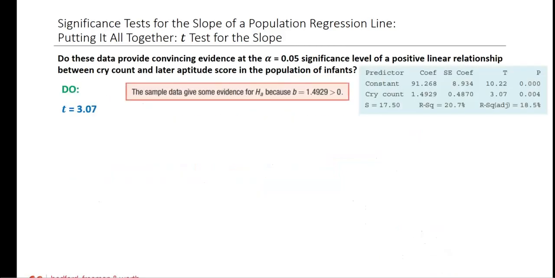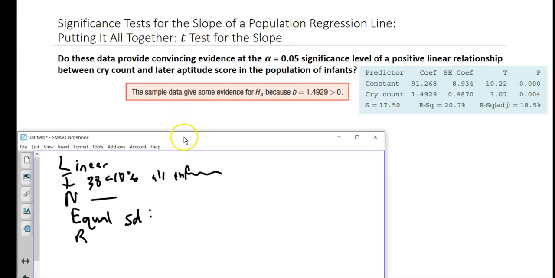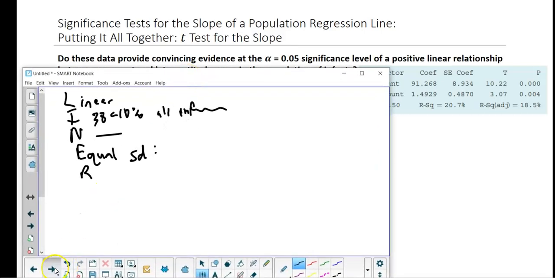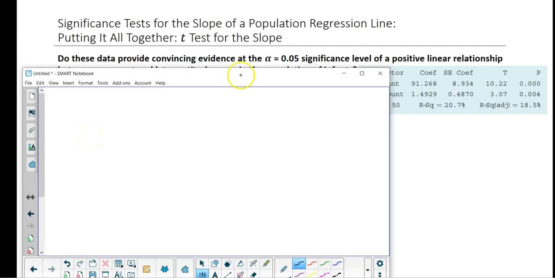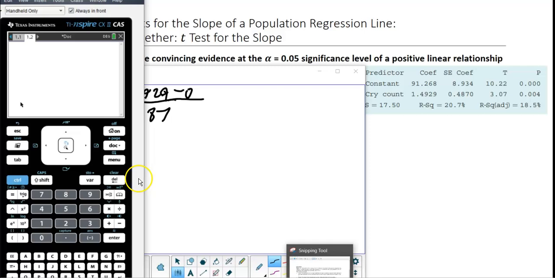So now let's do the do part here. So 2 ways to do the do part here. So let's get this. So the way we taught you yesterday, I taught you the long way, and that's okay. It's good to learn the long way. In fact, I sometimes use the long way. It's not bad. Okay, so t equals the slope, which is 1.4929 minus 0 technically, because that's the null, over 0.4870, which is that standard deviation. So let's get our calculator out and type that in.